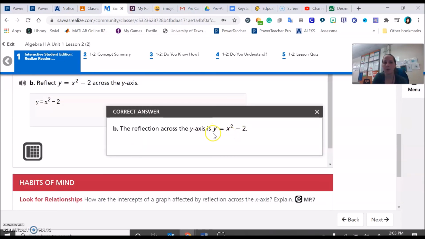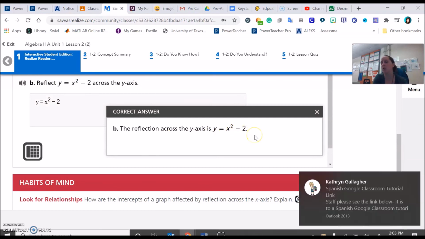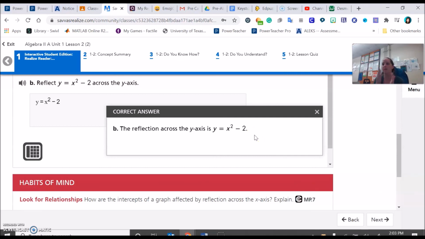So the reflection of y = x² - 2 across the y-axis: nothing actually changed. Basically what happened was when we reflected the parabola across the y-axis, it was already mirrored, so it didn't actually go anywhere.